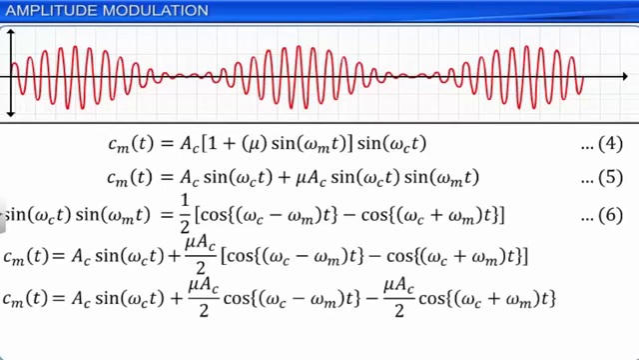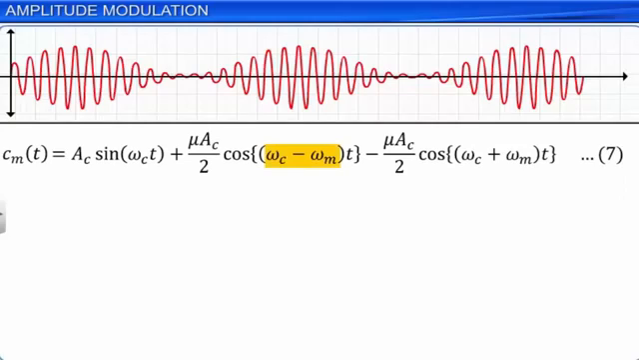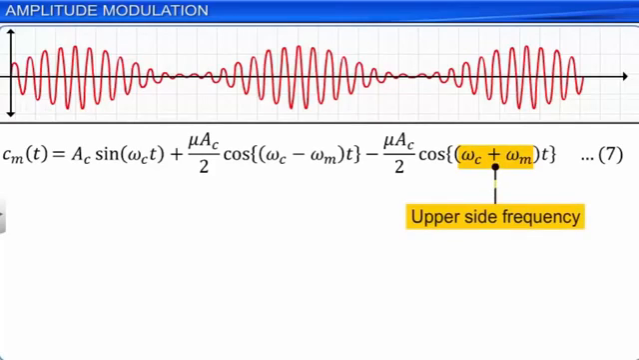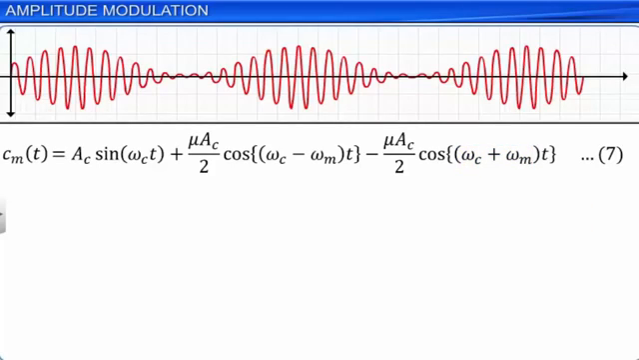The difference between the angular frequencies of the carrier wave and the message signal in equation 7 is called the lower side frequency of the modulated signal. The sum of the angular frequencies of the carrier wave and the message signal in equation 7 is called the upper side frequency of the modulated signal. Thus, the amplitude modulated signal consists of a carrier wave with frequency ωc and two sinusoidal waves with frequencies equal to the lower and upper side frequencies.